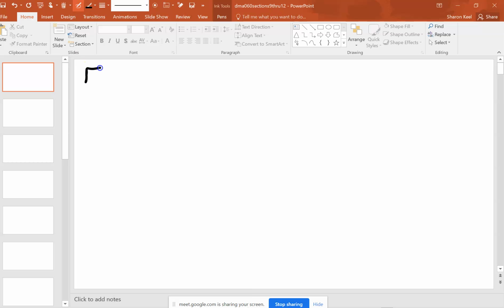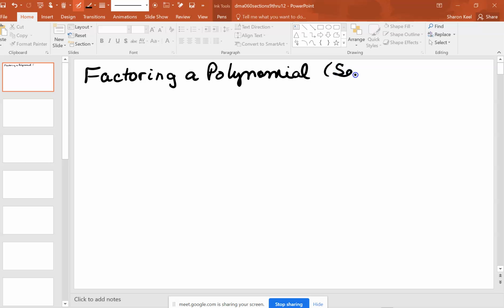Today we're going to look at factoring a polynomial. The steps that I'm going to write down here, you can apply these steps for all of the sections from 9 through section 12. Okay, so these steps can be applied for all of the sections.